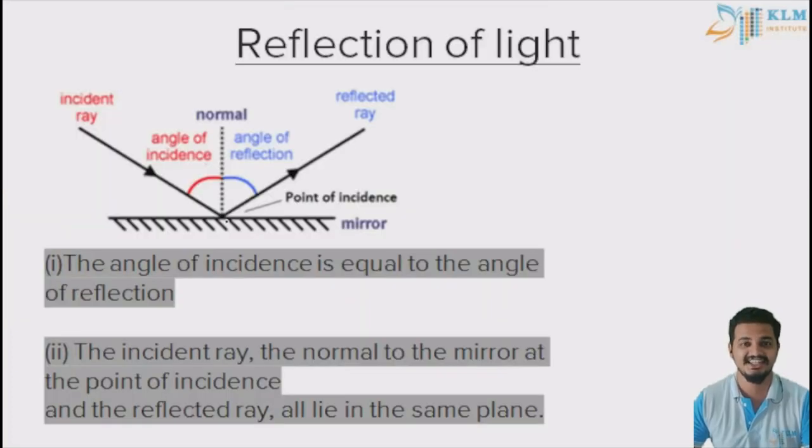So let's study the reflection of light. Hope you all know the laws of reflection. Let's just quickly recall. The angle of incidence is equal to the angle of reflection. This is the first law. And the second law is the incident ray, the normal, and the reflected ray all three lie in the same plane. Now that we know the laws of reflection, it is not just for the plane mirror. It also applies for the spherical mirror.